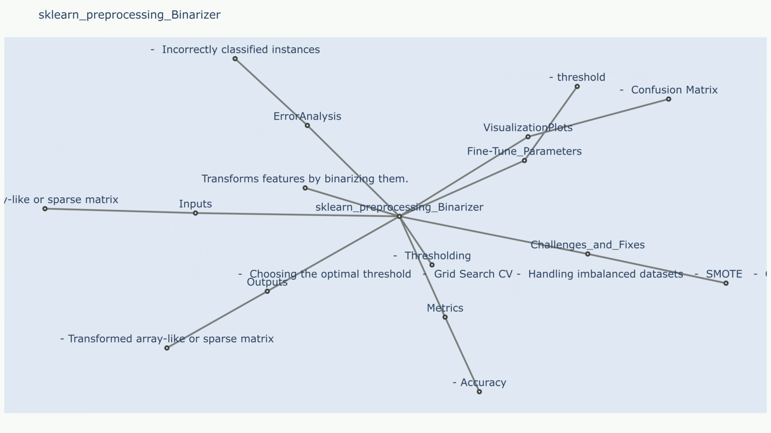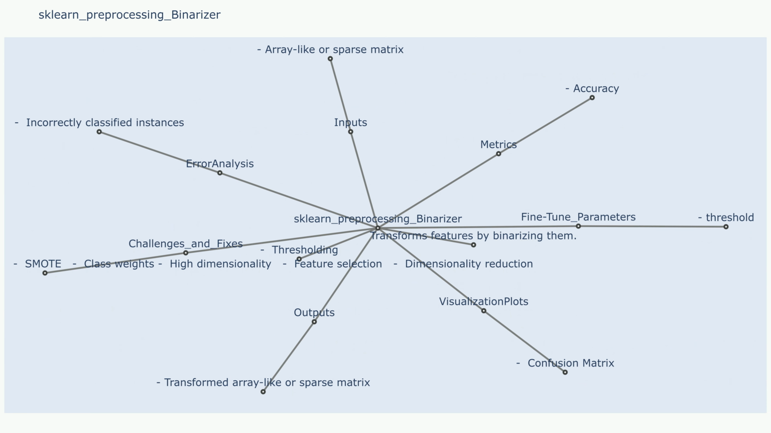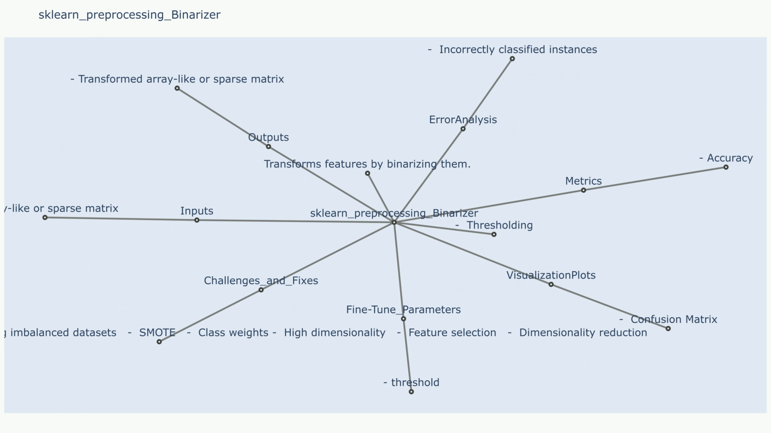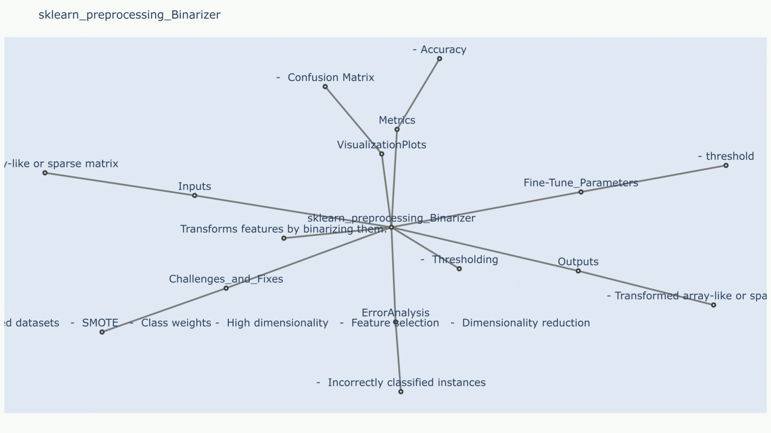comparison. Metrics: Accuracy evaluates the performance of a classification model on the binarized data. Precision and recall measure the model's ability to correctly identify positive and negative instances. Visualization plots: Scatter plots visualizing the distribution of the binarized features to understand the impact of the transformation. Histograms illustrating the frequency of 0 and 1 values after binarization.